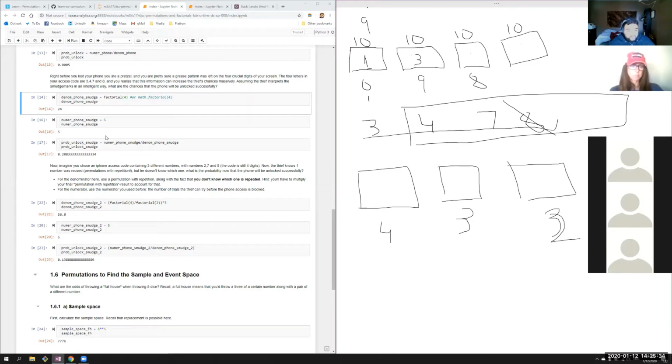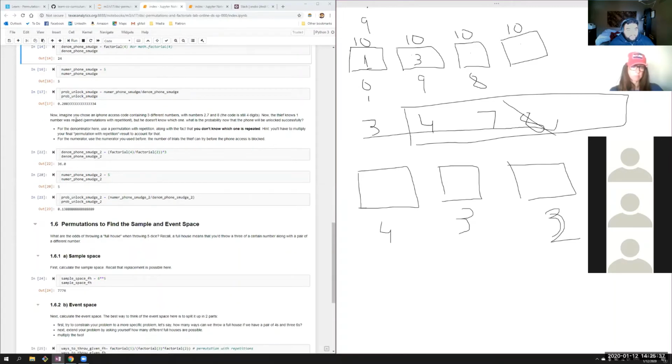So the next one is, if we go down, now imagine that you chose an access code containing 3 different numbers, with numbers 2, 7, and 8. And the code is still 4 digits. So now the thief knows that one number was reused, right? And that's permutations with repetition. But he doesn't know which one was reused. So there's a pool of 3 digits to draw from, one of which is being repeated. We don't know which one. So you'll have to multiply your final permutation with repetition result to account for that, okay?